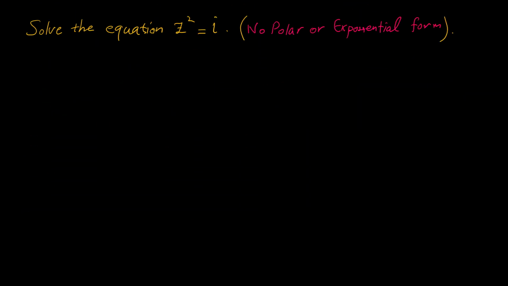Now look at this equation. Solve the equation z to the 2 equals i, and no polar form and no exponential form we are allowed to use. If you are familiar with polar or exponential forms, you know that probably you can find z by converting i to the polar form or exponential form and then finding the solution of this equation. But at this moment, we want to solve this equation without any polar or exponential form.